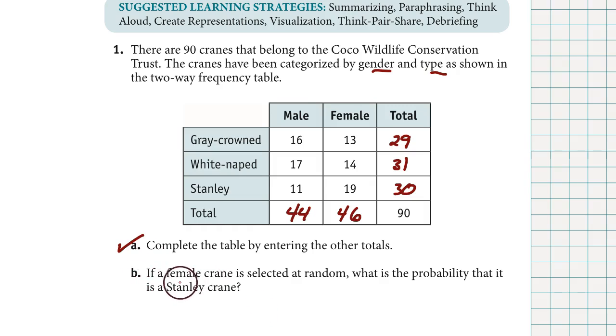Question B, if a female crane is selected, what is the probability that it is a Stanley crane? We know that probability is a fraction and that the denominator is the total that we're choosing from. We're told that we're choosing from the female cranes, so our total is 46. It's not 90, which would be the total of all of the cranes. What is the chance it's a Stanley crane? There are 19 Stanley cranes listed in the female column. And our answer is 19 out of 46.